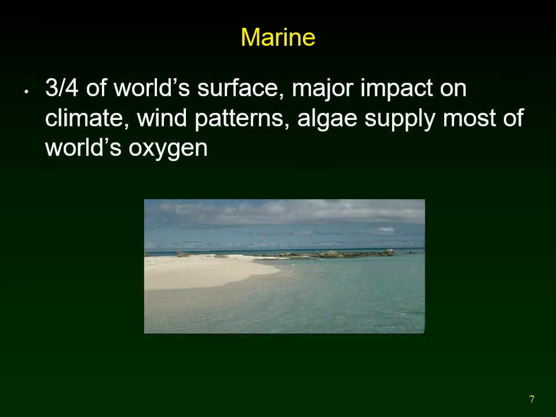And then there are marine systems. Three quarters of the world's surface is covered in salt water, which has an impact on climate and wind patterns. The algae floating in that water, the single-celled plants, are supplying most of the world's oxygen.